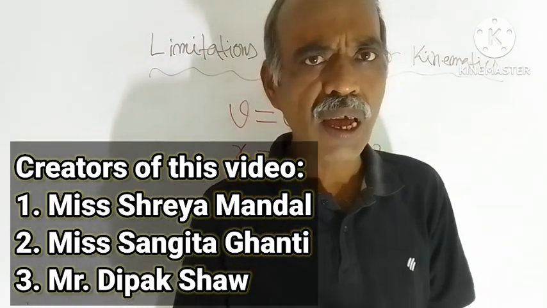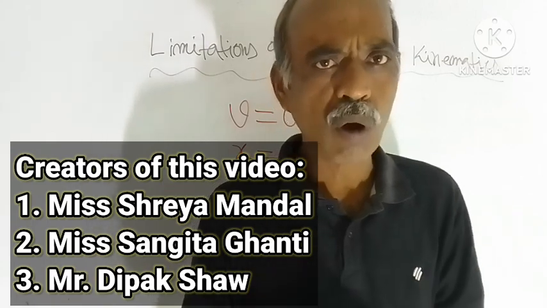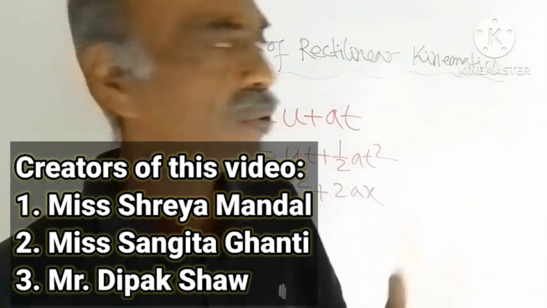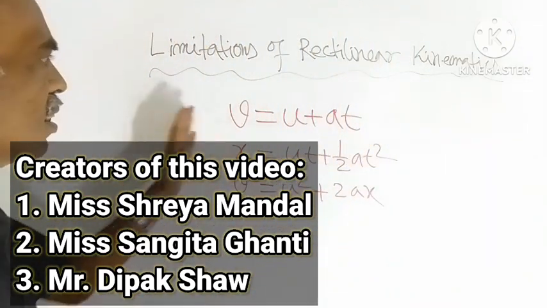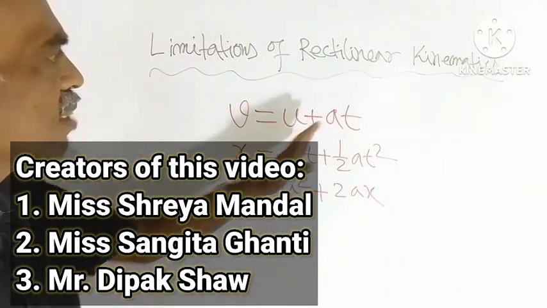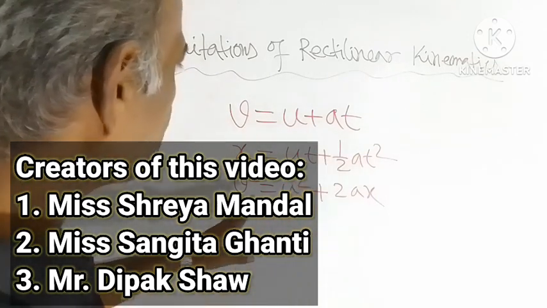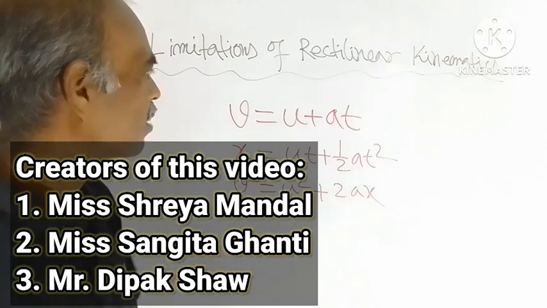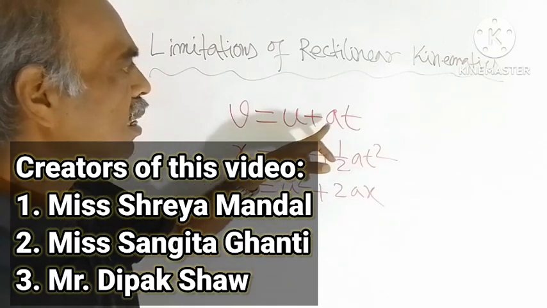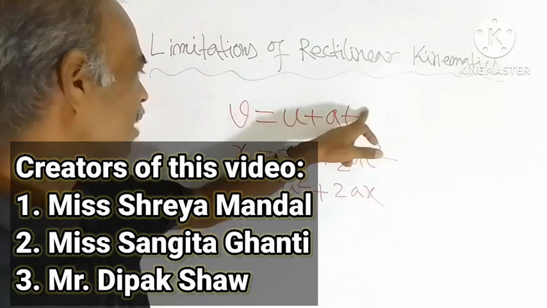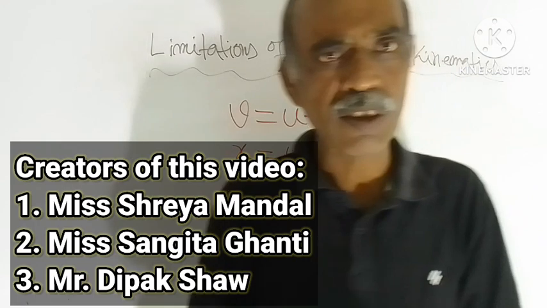You know the three equations you frequently use to solve problems from rectilinear kinematics. The equations are: v = u + at, x = ut + (1/2)at², and v² = u² + 2ax. Here v is the final velocity, u is the initial velocity, a is the acceleration, t is the time, and x is the displacement. And you know the meaning of displacement.